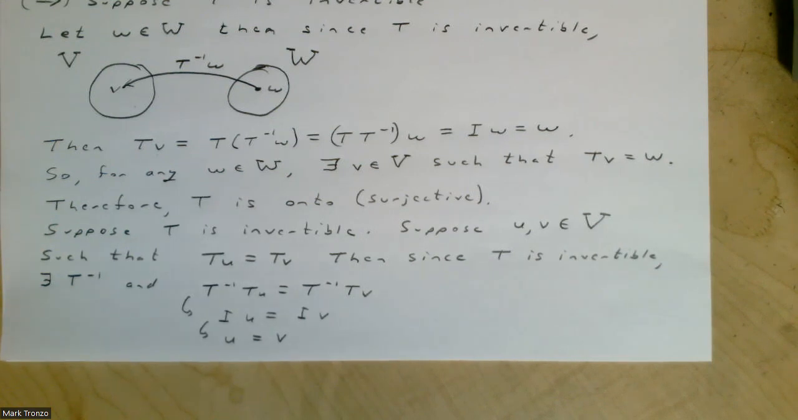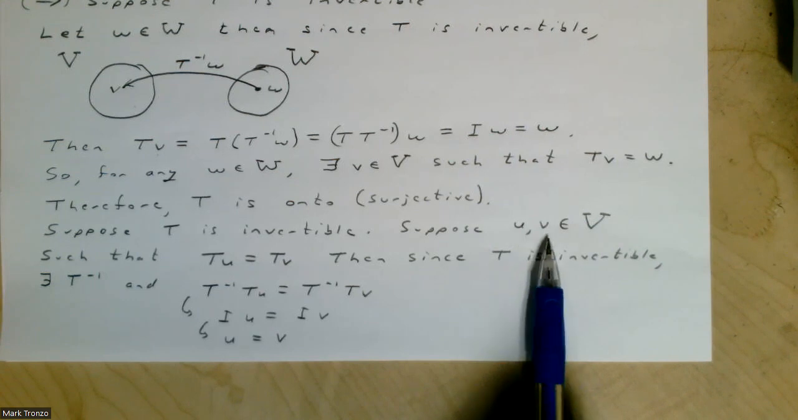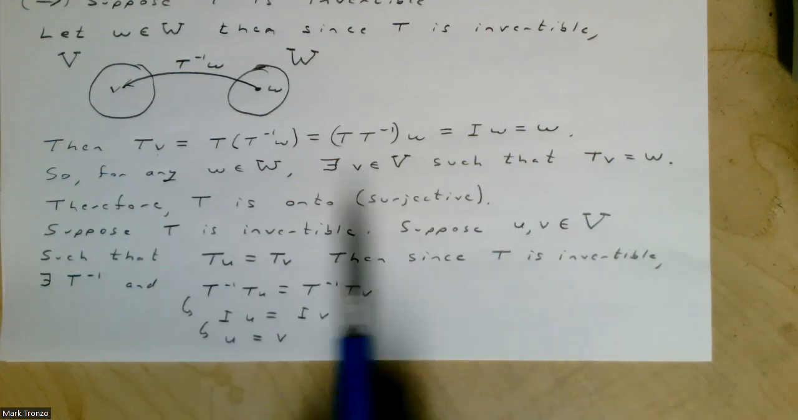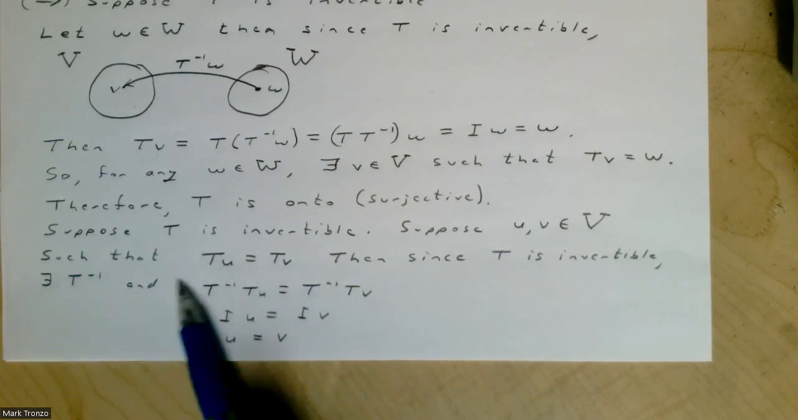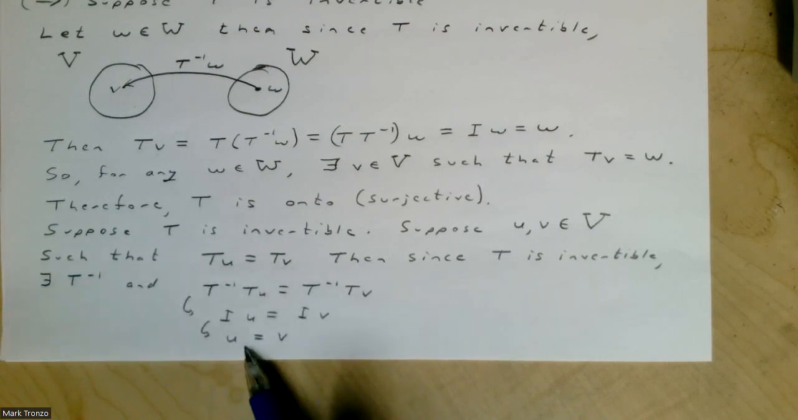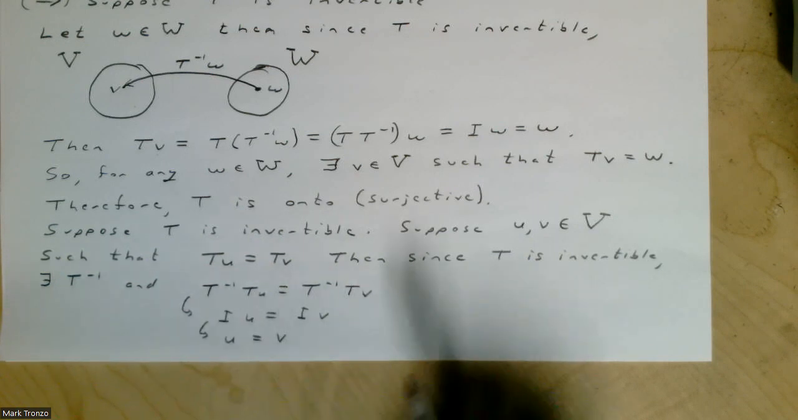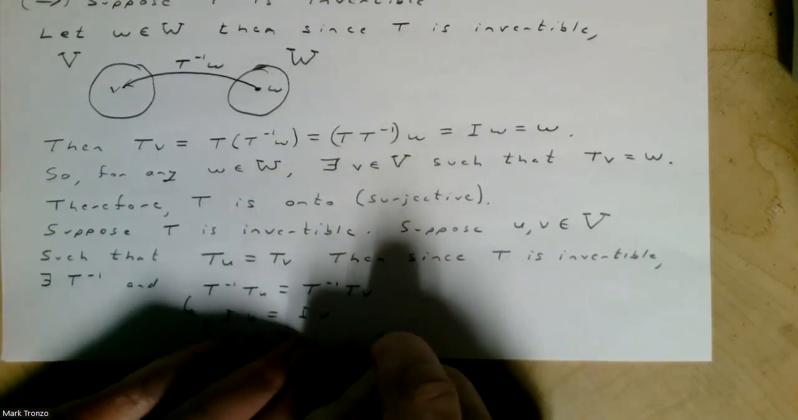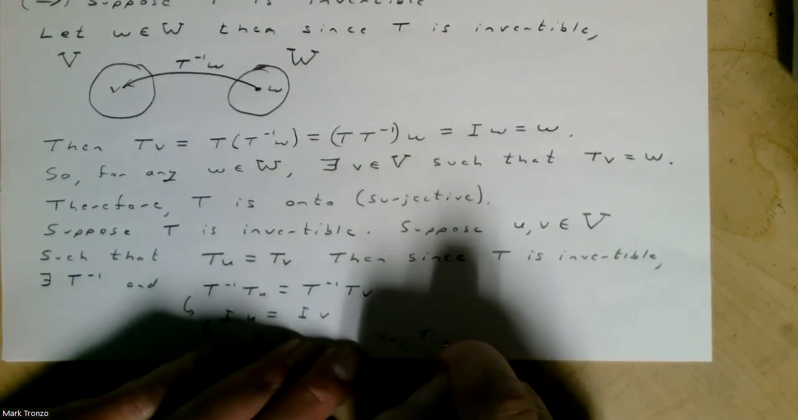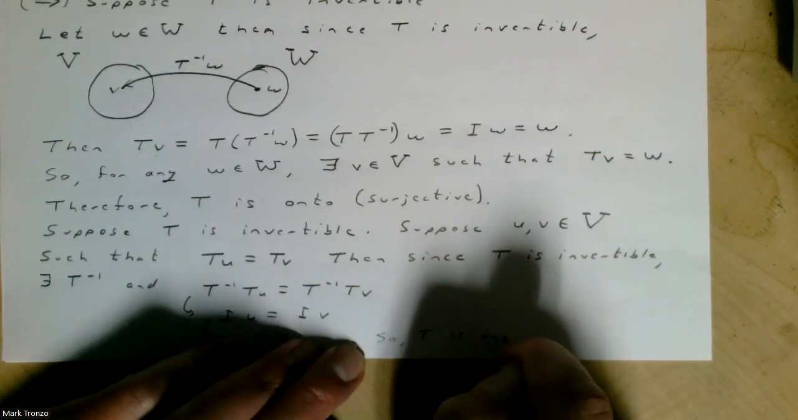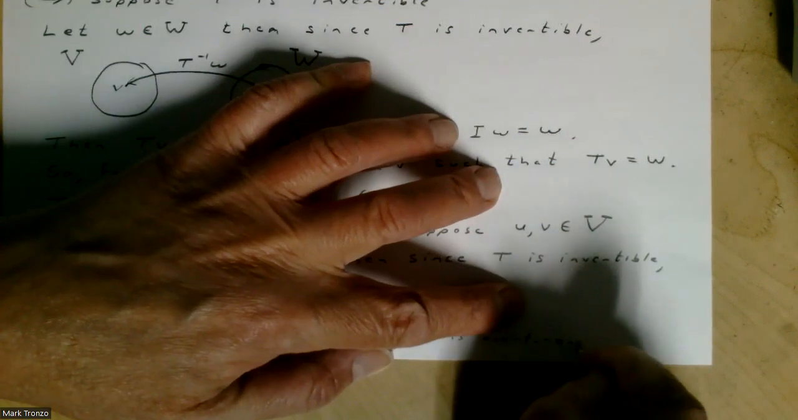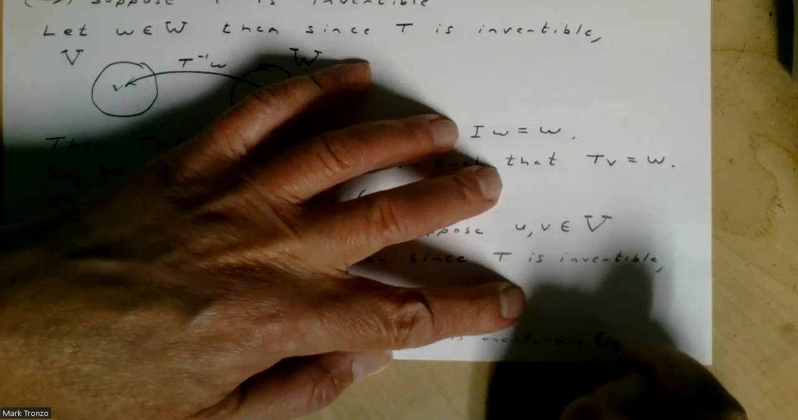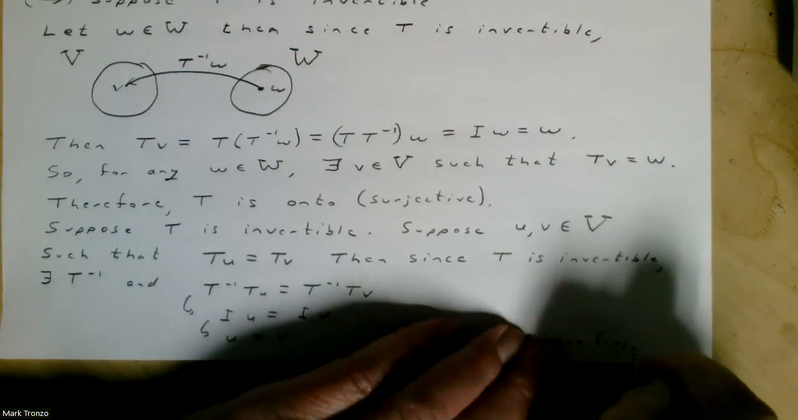So we assumed that there were two vectors that when you apply the linear transformation to them, you get the same value. And then we used the fact that T is invertible and showed that those vectors have to be the same. So T is one-to-one. And of course, what is that? Injective.